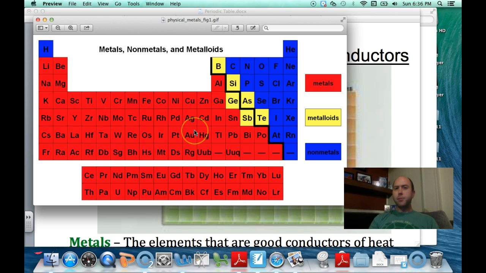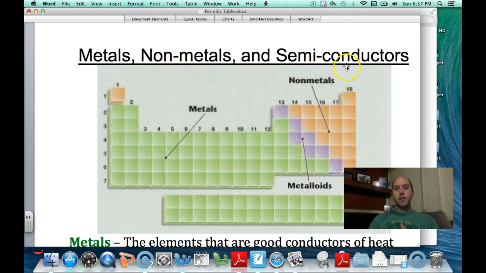And if you notice, that's a majority of the periodic table. A majority of elements are metals. So anything to the left of the staircase, with the exception of hydrogen, are metals. Anything to the right of the staircase is a nonmetal. Then some of the elements that are touching the staircase are in between. They're called metalloids. They're kind of half metal, half nonmetal. Sometimes they're called semiconductors, which I'll use here in notes.